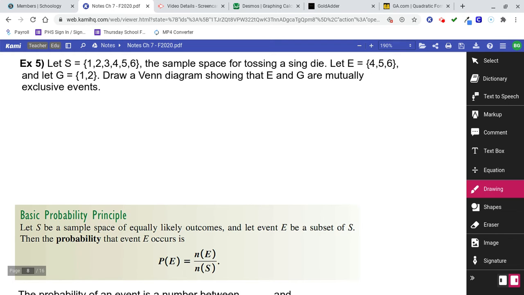Number 5, let S equal 1, 2, 3, 4, 5, 6. That's the sample space for tossing a single die. Let E be the event 4, 5, 6, and G is the event 1 and 2. Draw a Venn diagram showing that E and G are mutually exclusive events.